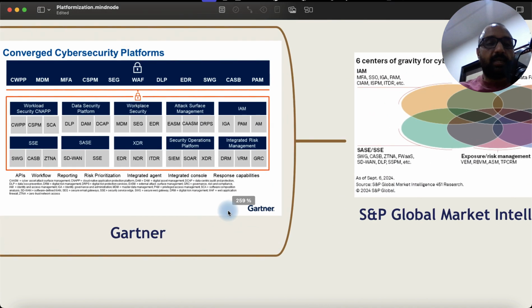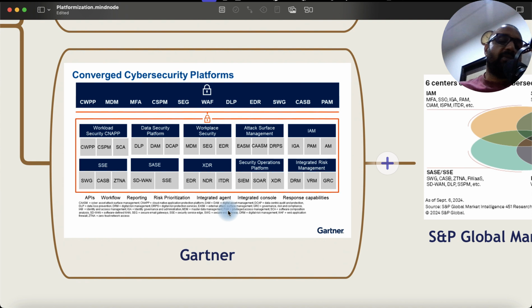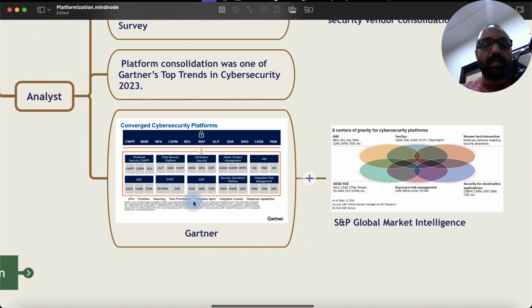Similarly, Gartner is calling them converged cybersecurity platforms. So they were calling it workload security CNAPP, combining CWPP, CSPM, software configuration analysis, similarly data security platform, workplace security platform, ASM, IAM, integrated risk management, SecOps, XDR, SASE, SSE. Well, I think this is already consolidated much further than what Gartner predicted at that time.